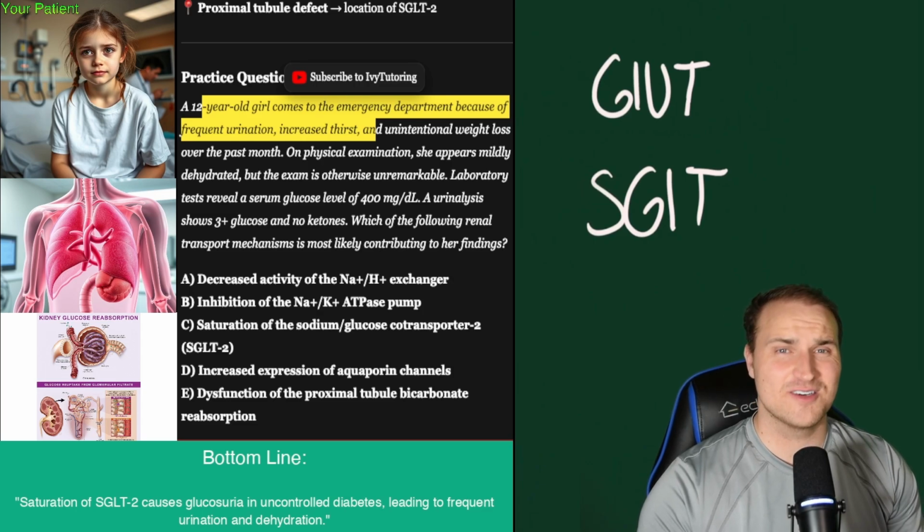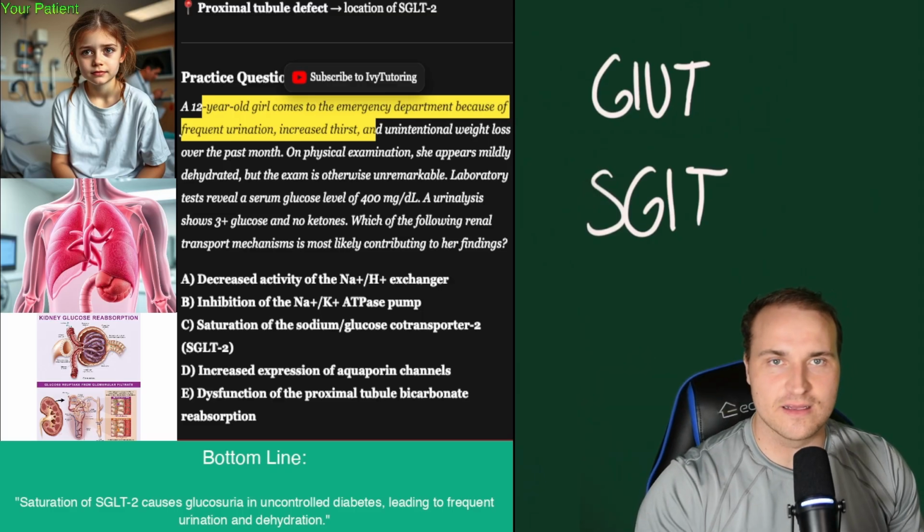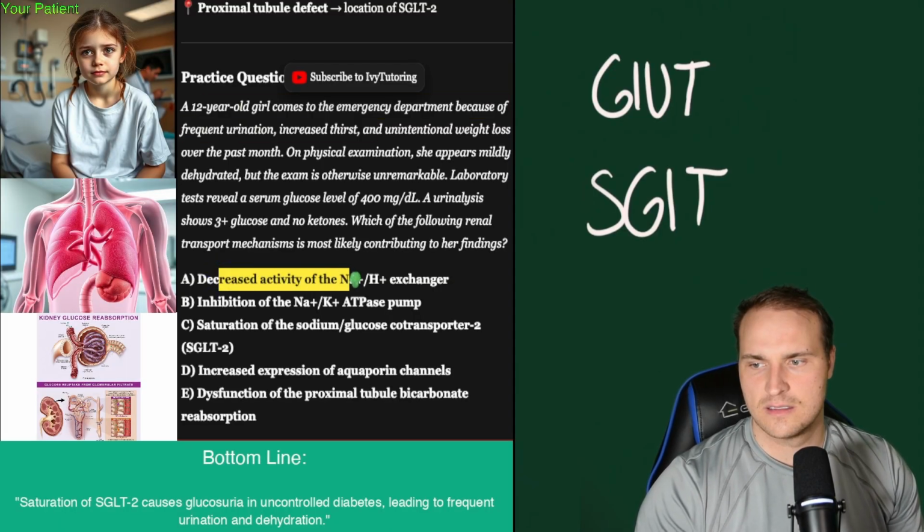Okay, so we have a serum glucose of 400, and so the kidney's SGLT2 transporters in the proximal tubule are going to be overwhelmed, and so they can't reabsorb all of the glucose. And so once they're saturated, the glucose appears in the urine, and it leads to osmotic diuresis, polyuria, and dehydration, and that's why glycosuria occurs in uncontrolled diabetes. So let's look at these answers.